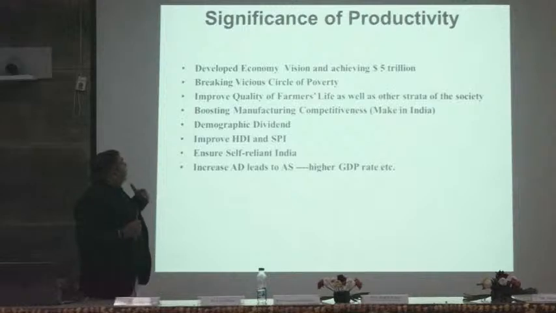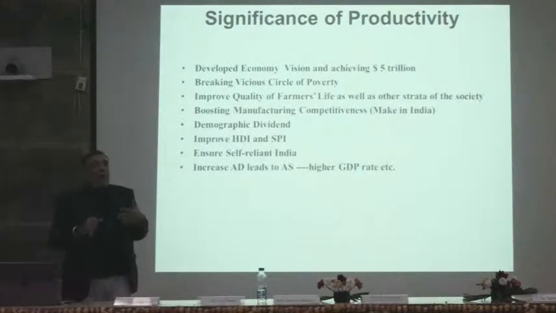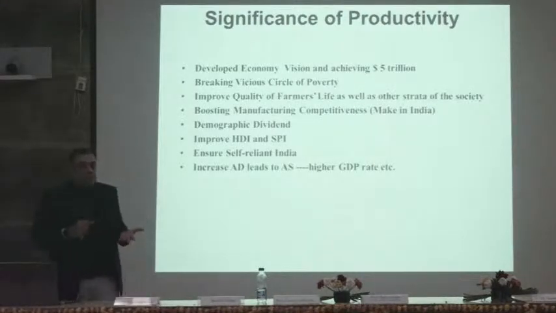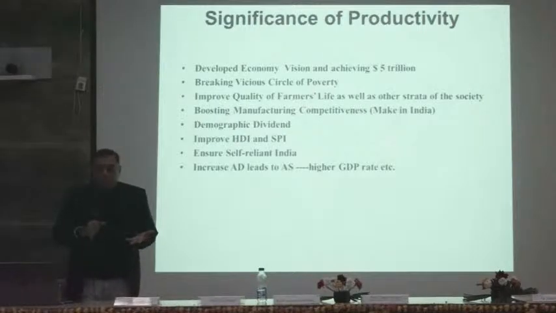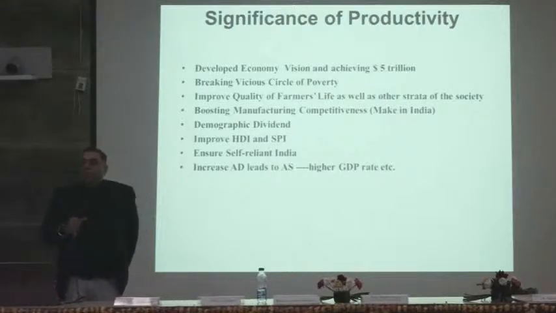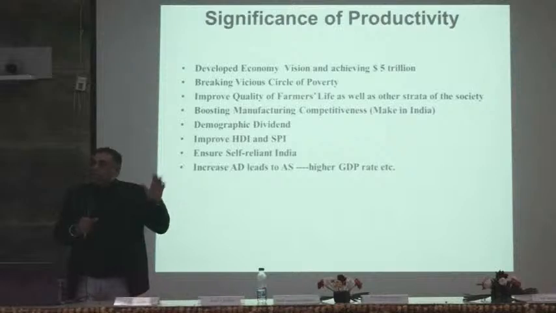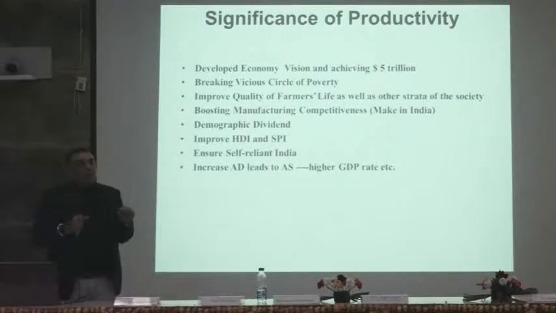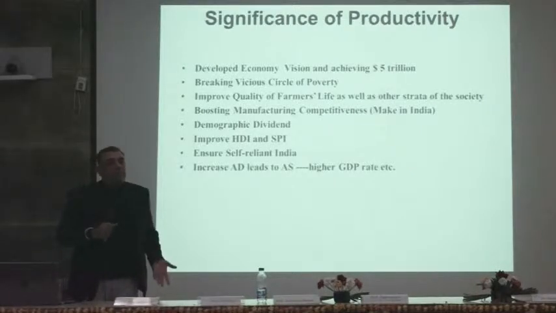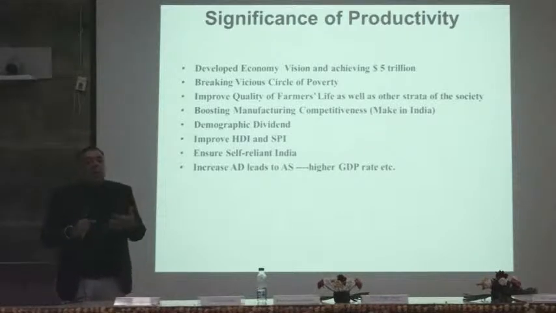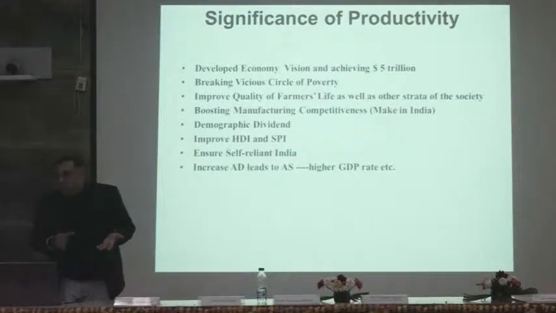Okay, now the significance of this productivity, that is, why we need to increase the total factor productivity in India. The first thing is the developed economy vision. Since 1947, and in 1971 we started looking at how we should eliminate poverty, but still the poverty is there. We want to have a developed path, but we are still in the developing stage.